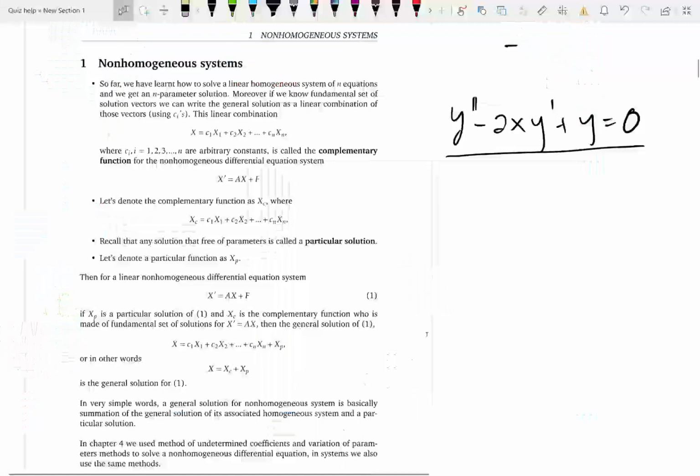Alright, so now it is time to learn how to solve non-homogeneous systems. But let's first go back to chapter 4. So here we have a homogeneous differential equation. Now to solve this, what do we do? We write the auxiliary equation and we find the roots, right?